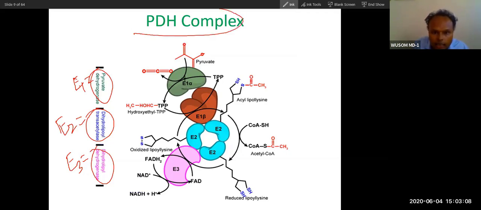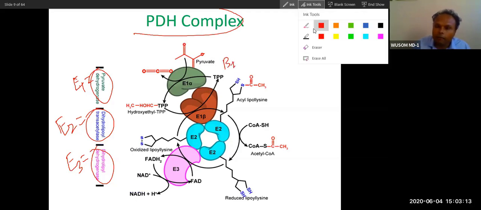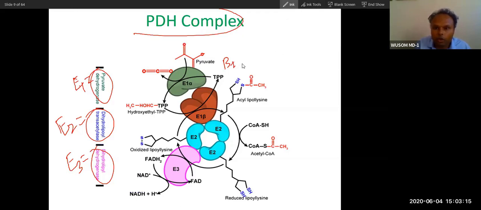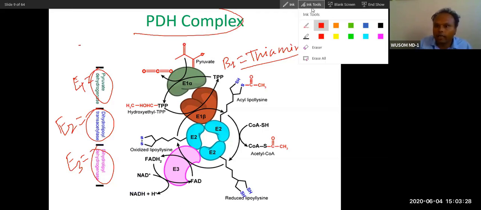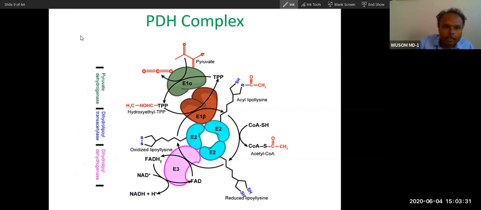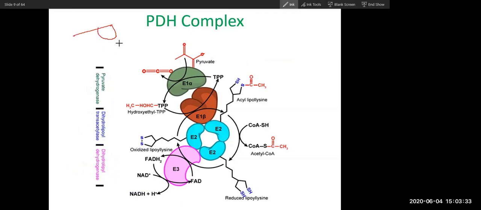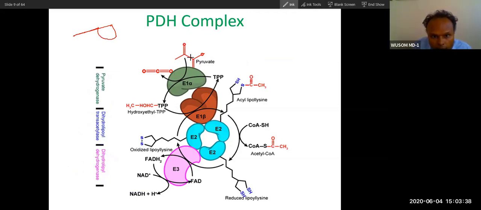Now this E1 has B1, vitamin B1. Do you know what is the other name of vitamin B1? Thiamine. So E1 has B1, and B1 is like a knife. Do you understand this? B1 is like a knife. So it cuts this bond and releases carbon dioxide.